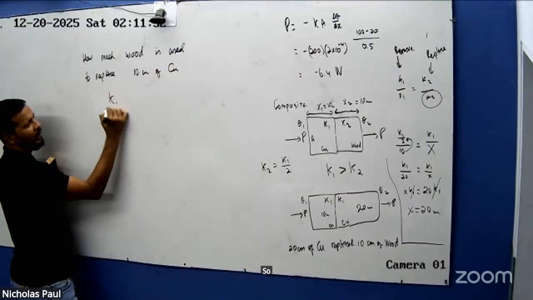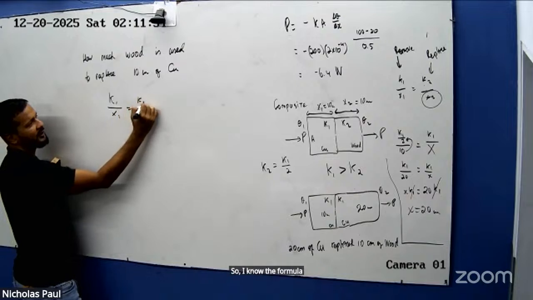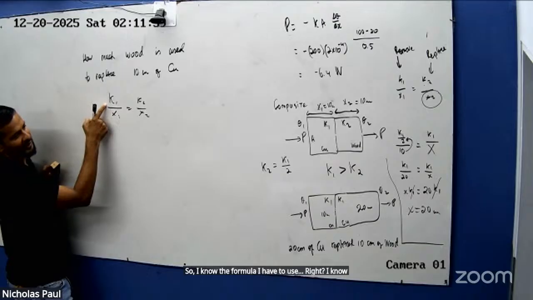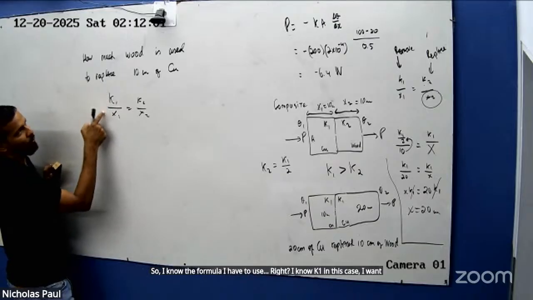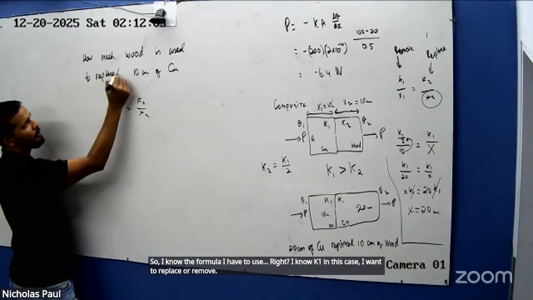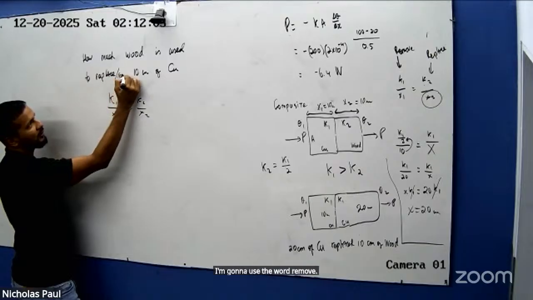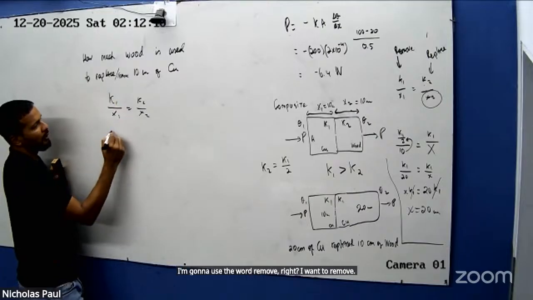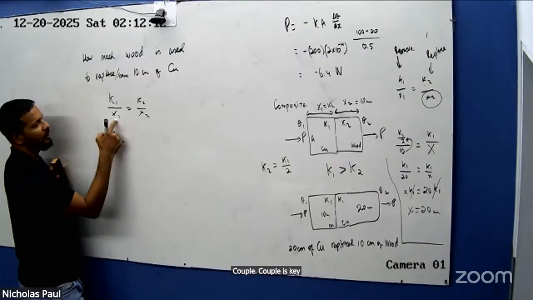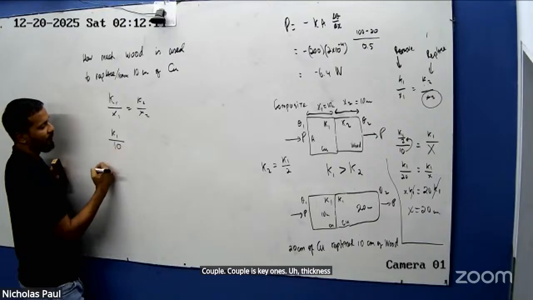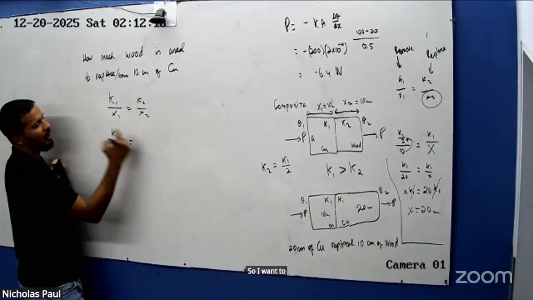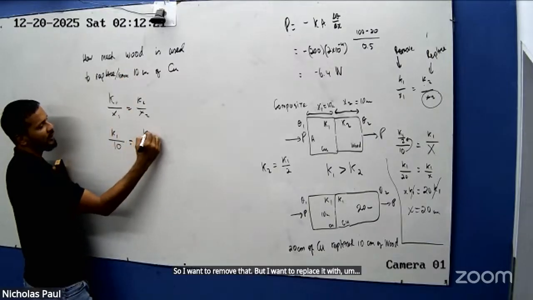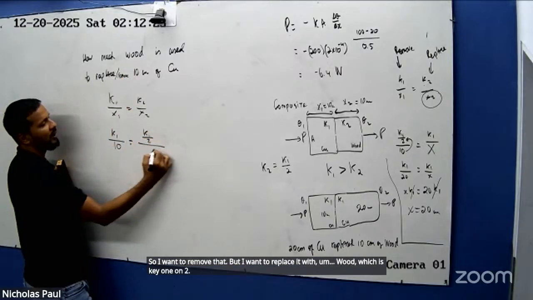So I know the formula I have to use. I know K1 in this case, I want to replace or remove. Let me use the word remove. I want to remove copper. Copper is K1, thickness is 10. So I want to remove that. But I want to replace it with wood, which is K1 on 2, and I want to find X.